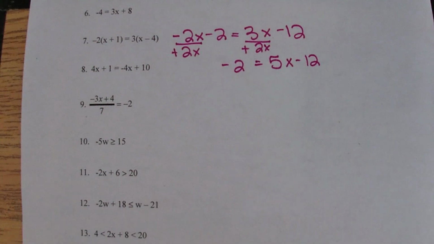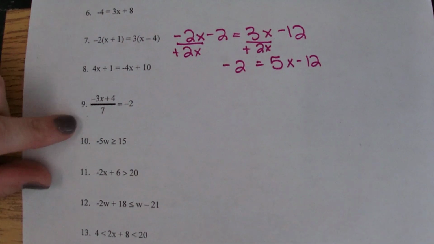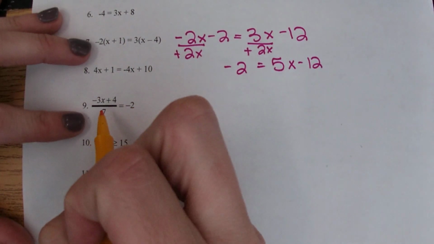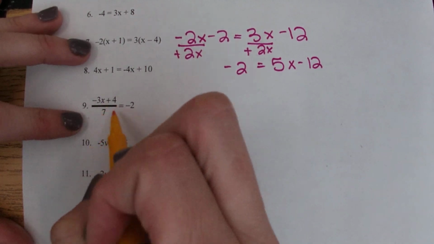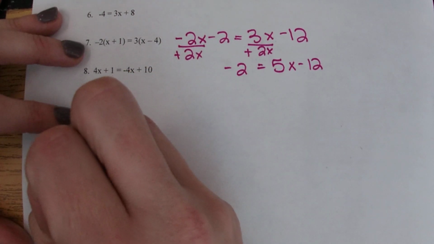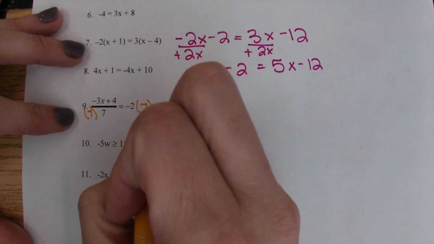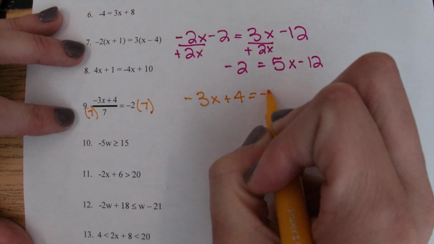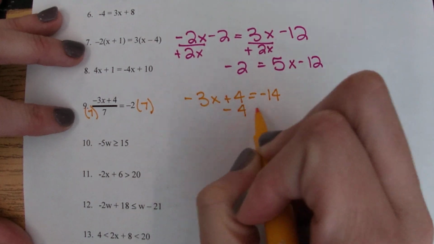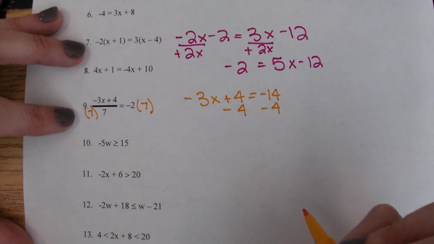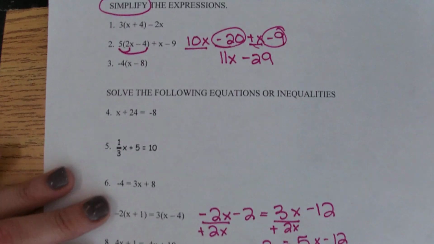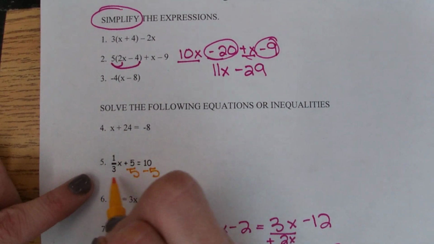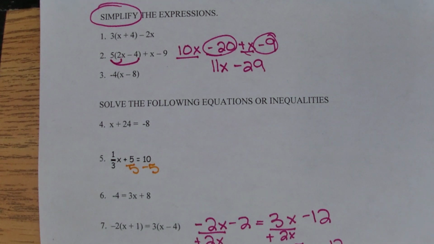Okay, number 9. Here's another common one that we struggled with. When we have this large fraction bar, remember this is where we want to move the denominator first. So on this one, we want to multiply by the 7 first. So we'll get negative 3x plus 4 equals negative 14. And then we can subtract the 4. As opposed to number 5, where we want to subtract the 5 first and then deal with the fraction.